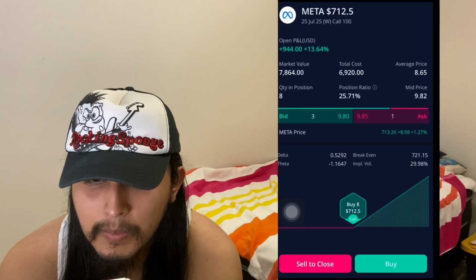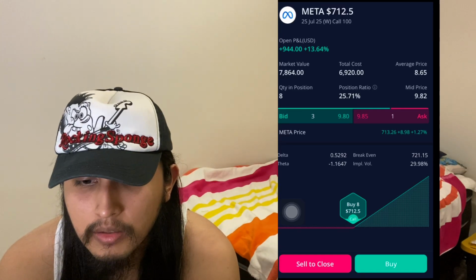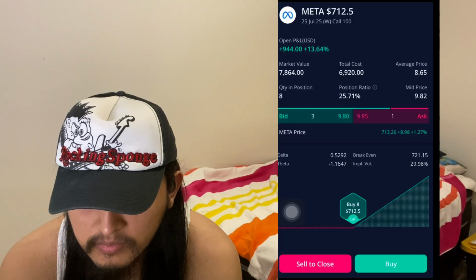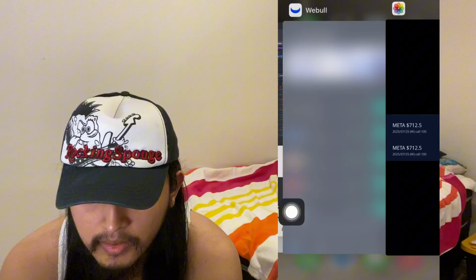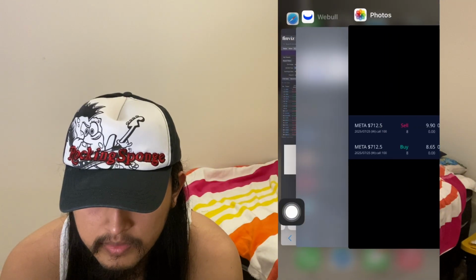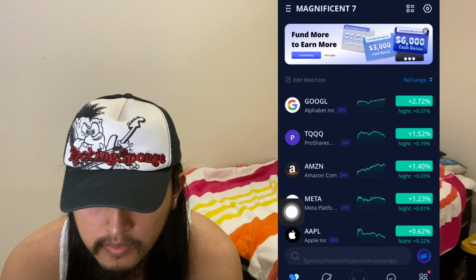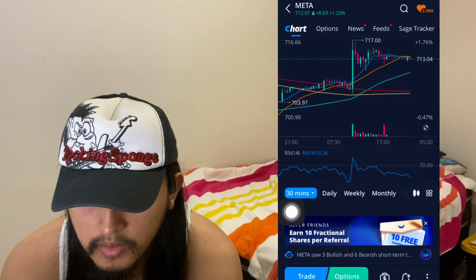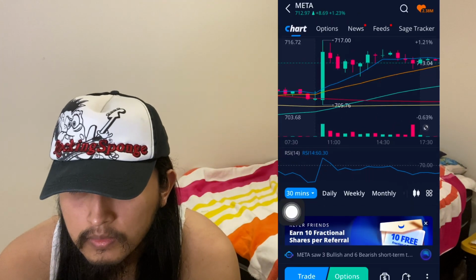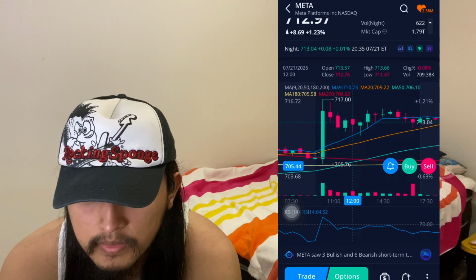So, how did I make $944 trading Meta call options? Looking at Meta at 12:06, I bought a call option of Meta. Looking at Meta at 12:06, right? On the 30-minute time chart. Let's see. Not this candle, but this candle right here.